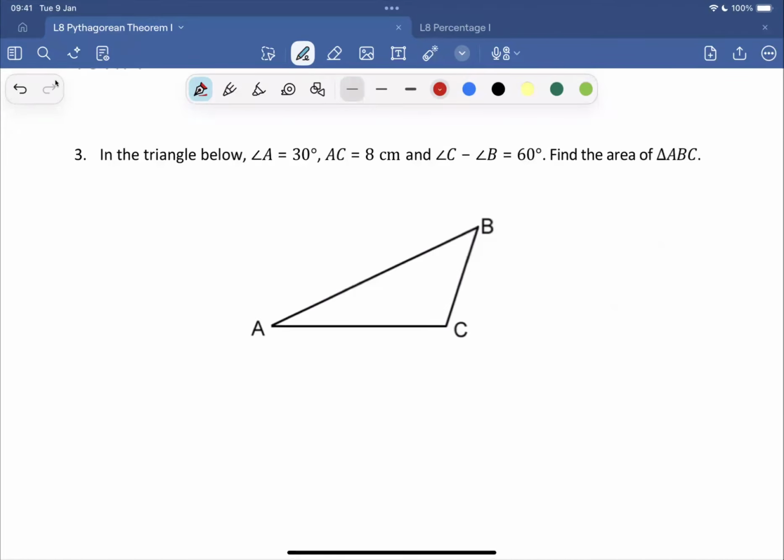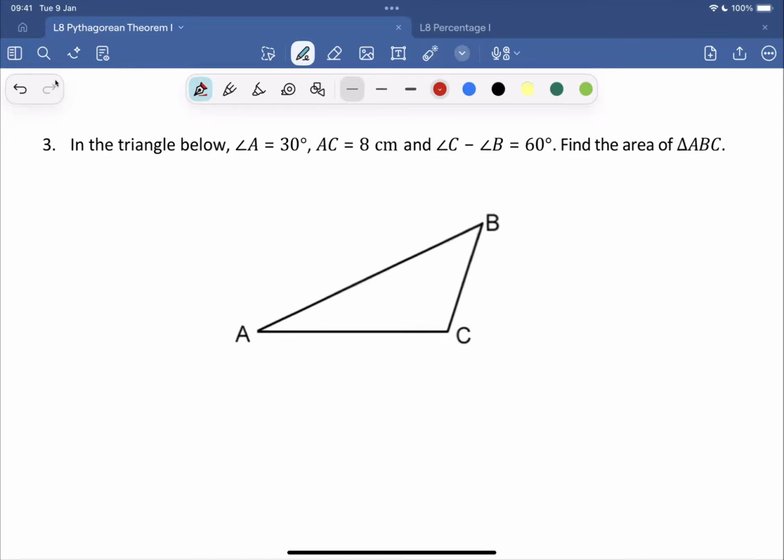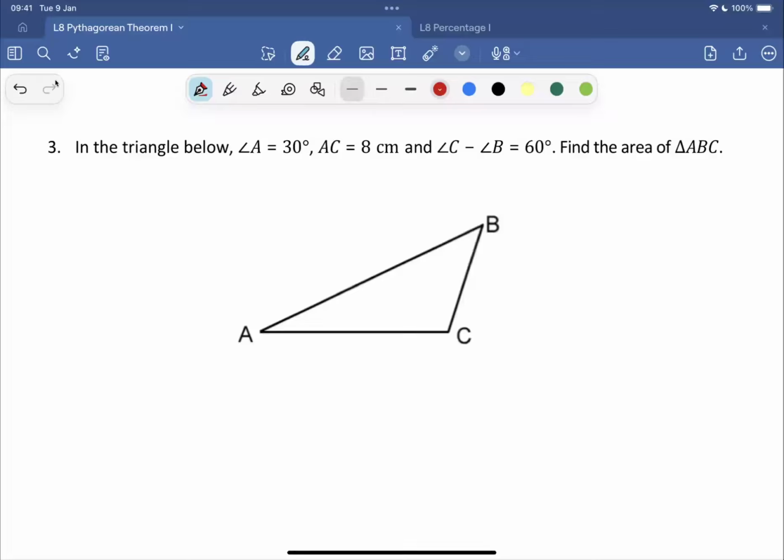Hello. All right, so Breven, they say that the angle A is 30 degrees. So let's label it 30 degrees. Then the length of AC is 8 centimeters. Then they said something about the angle C minus the angle B is 60 degrees. Find the area of the entire triangle.